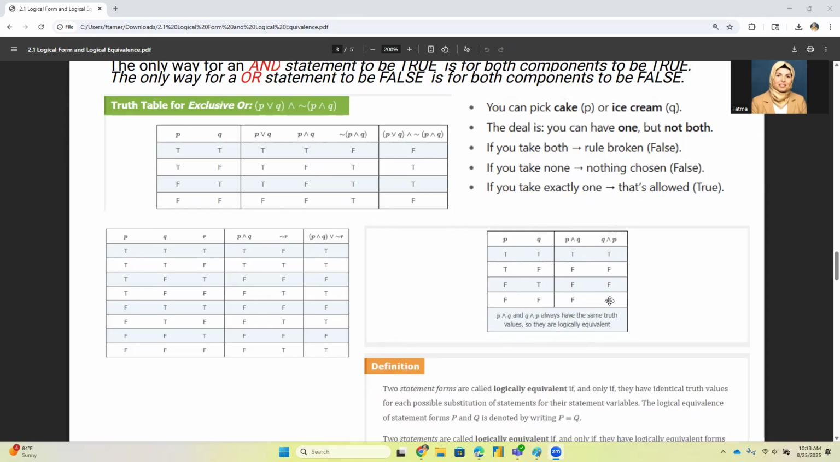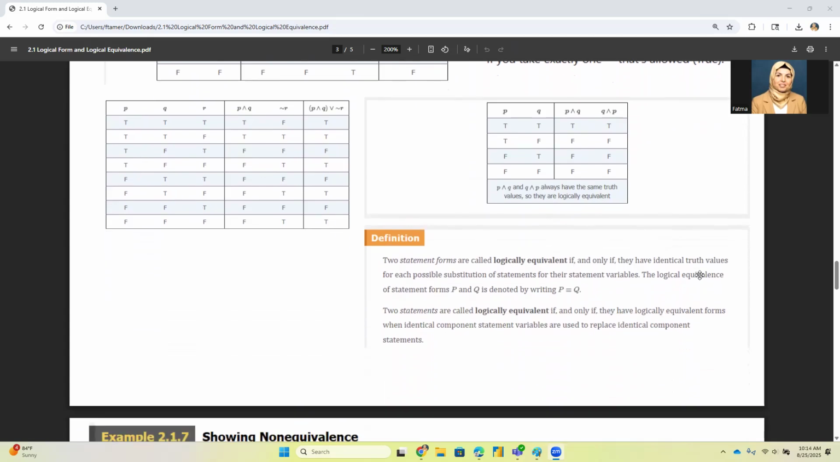All other cases, it will be false. So even though these two are two different questions, they will always have the same truth values because they are logically equivalent. We're going to learn this later. This is called the commutative property. When you change the order for an and question, the truth table stays the same.